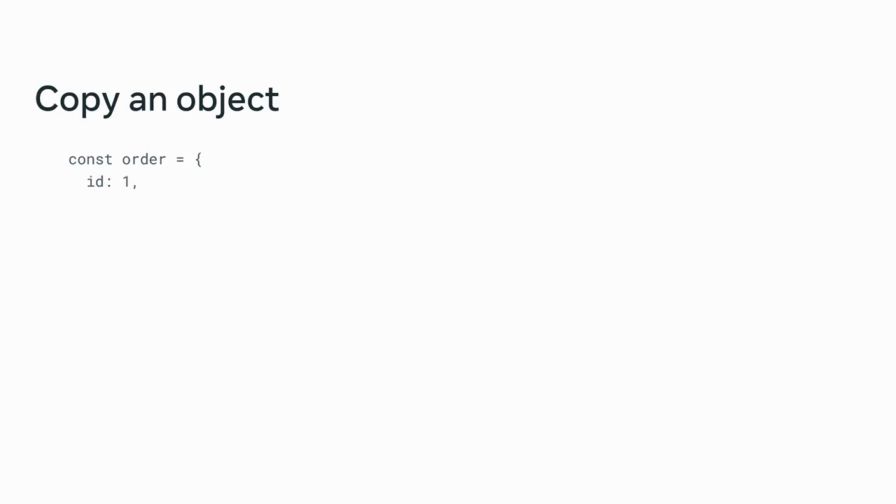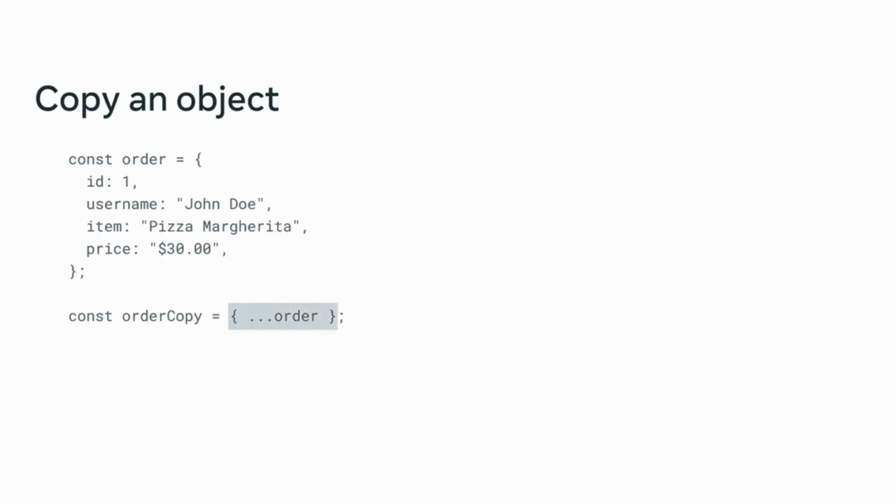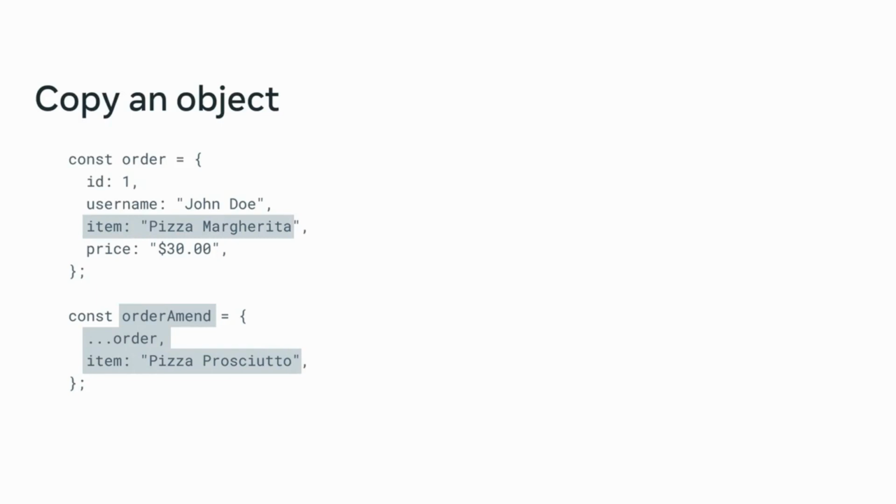For a simple copy of an object, this is the syntax required: curly braces and the 3 dots preceding the object to copy. In this example, order amend represents a last-minute change to the type of pizza ordered by the customer. For merging, first you need to spread the properties from the original object and then provide the new properties to be added or to replace original properties. The property called item has been replaced with the new order information.